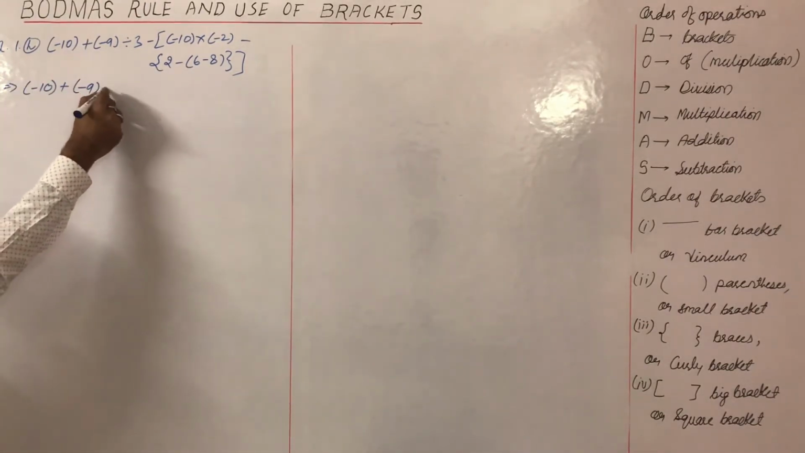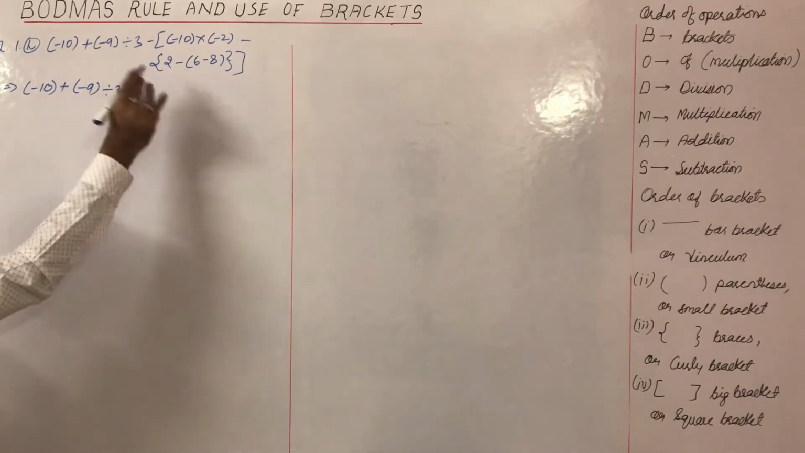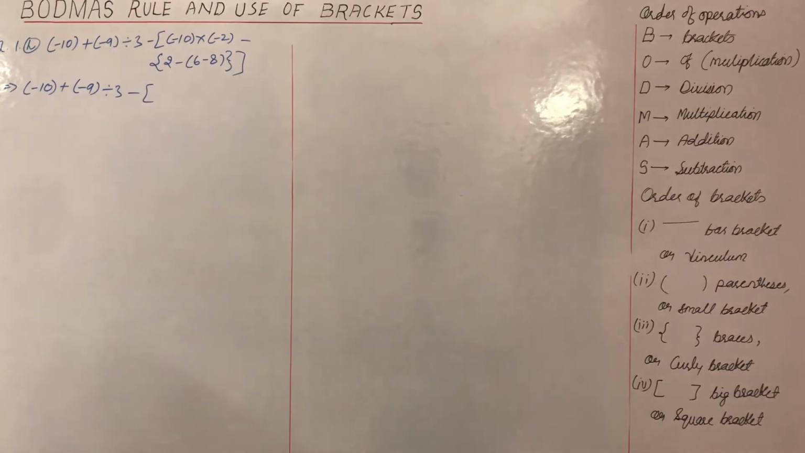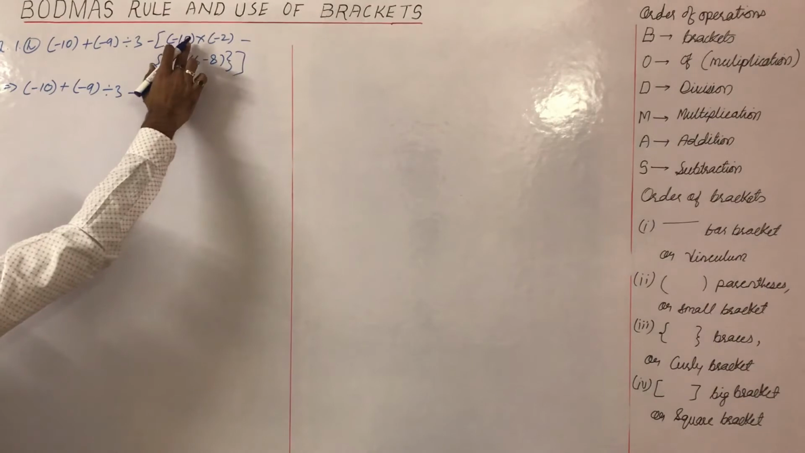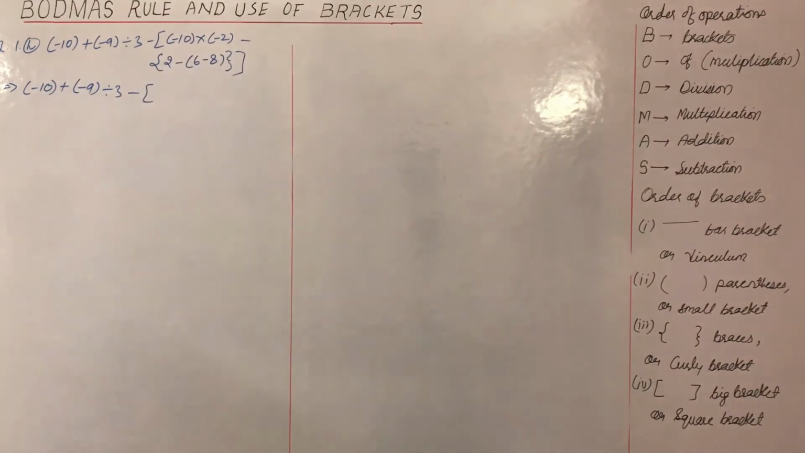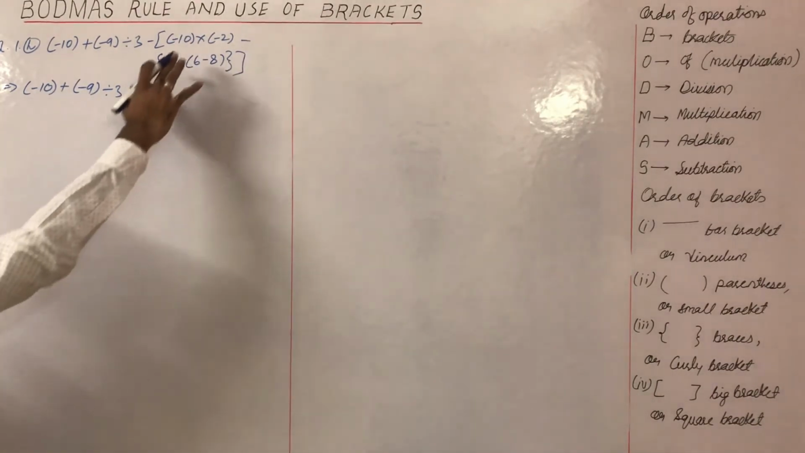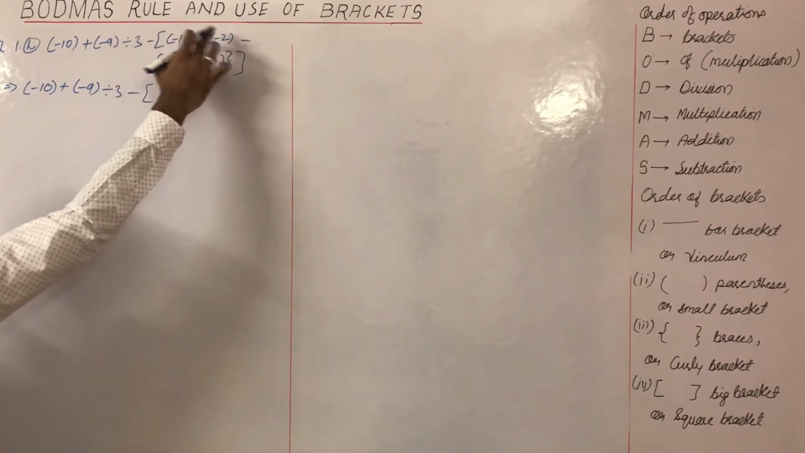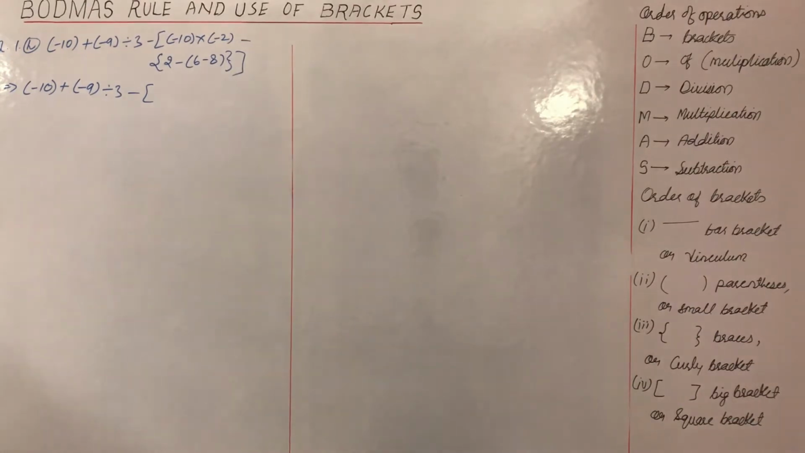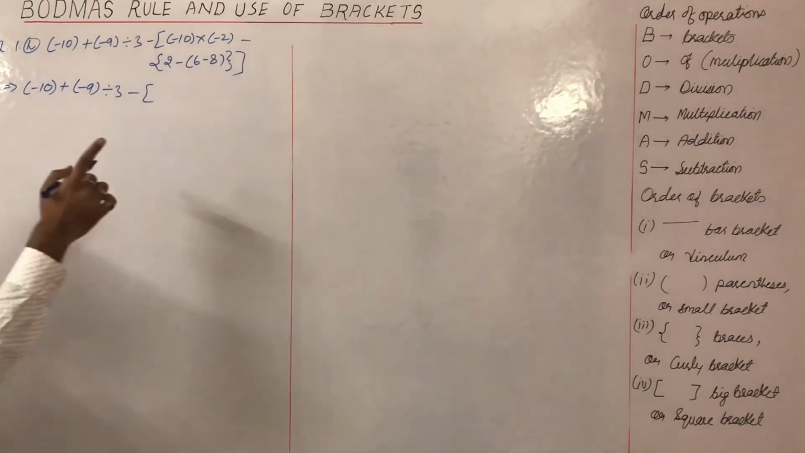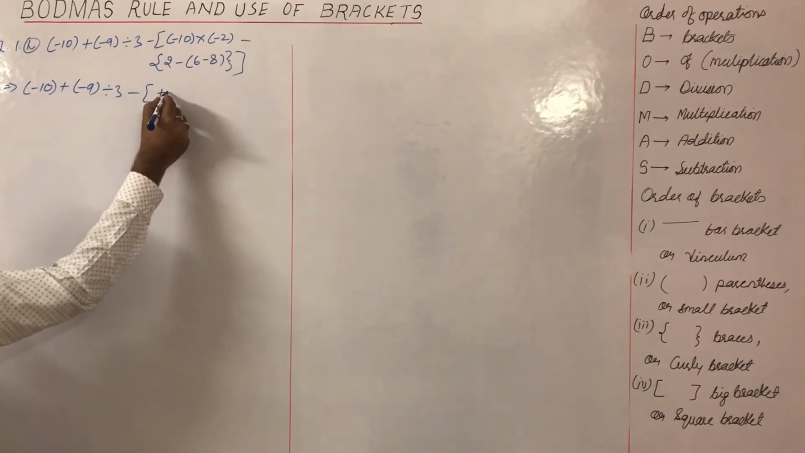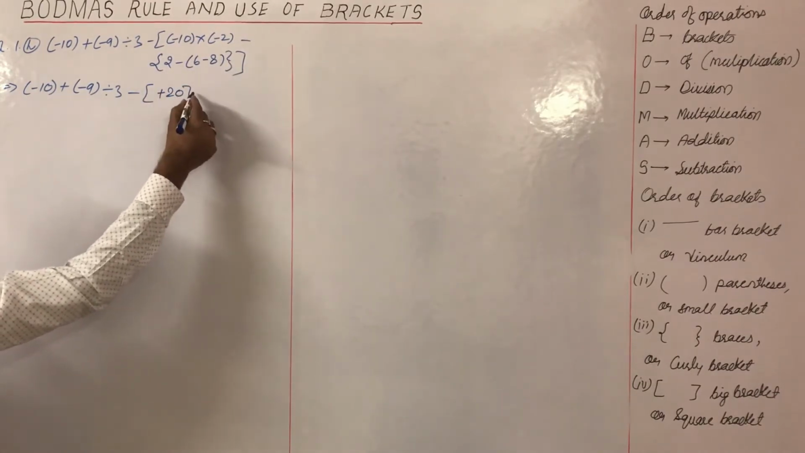So minus 9 divided by 3 minus, inside the bracket, minus 10 into minus 2. Again, in bracket. So first we have to solve brackets, but along with the bracket we have a multiplication sign. So I think we should go for this. Minus 10 into minus 2. So 10 into 2, 20. Minus minus is plus. So plus 20.